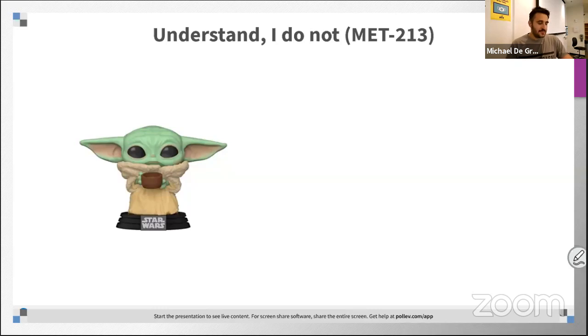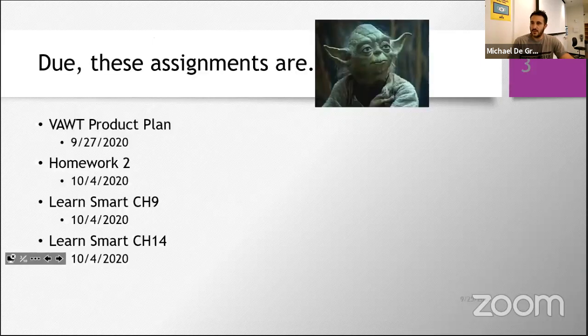Also, it's been shown that writing things down helps you and your brain process that information, right? So good work. All right, so what do we got?